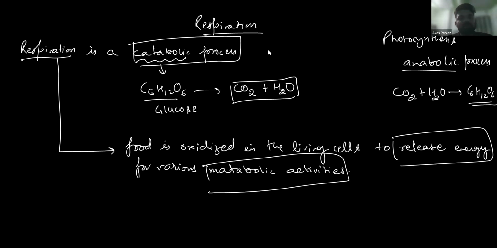Anabolic process is one in which something smaller combines together and forms a complex thing, like we have simple carbon dioxide. Now let me write both the things here and let me explain what is catabolic and what is anabolic.